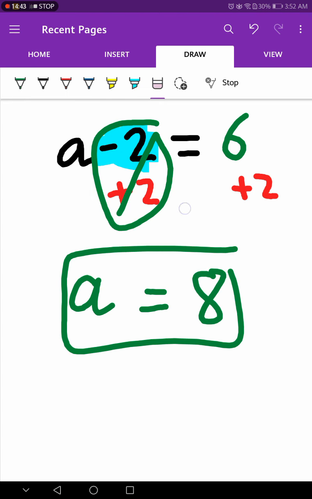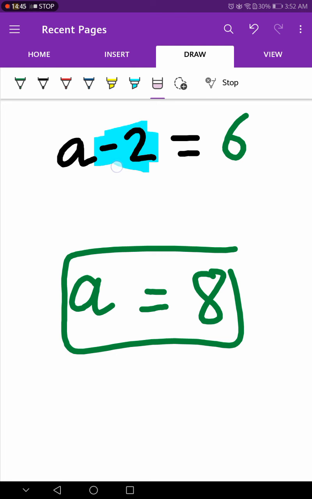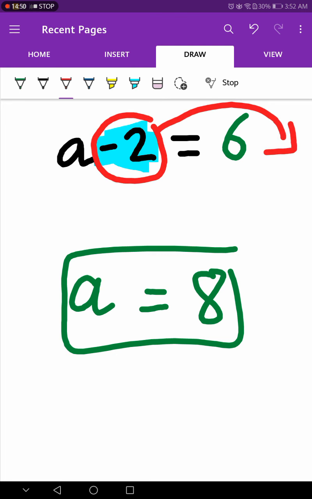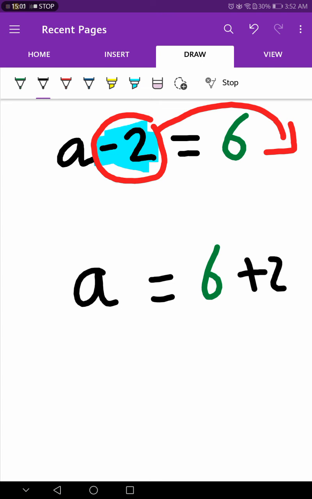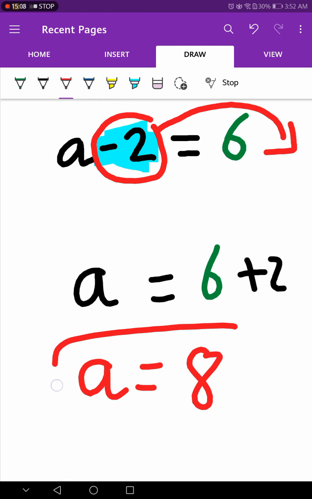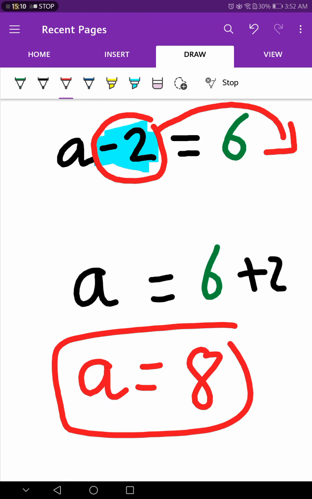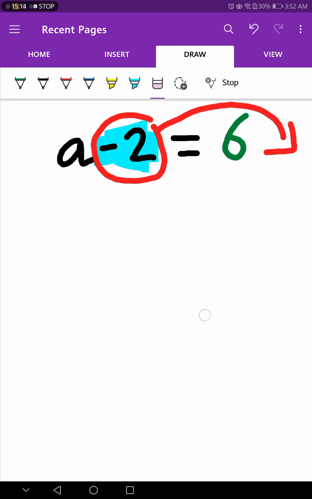Okay, teacher, I don't like this way. I like to move this to the other side. Okay, move it. It will be a equal 6 plus 2. Yes, when we move the minus 2 to the other side, it will be plus 2. So a equals 8. The same answer, yes? Beautiful. Okay, what do we have else?